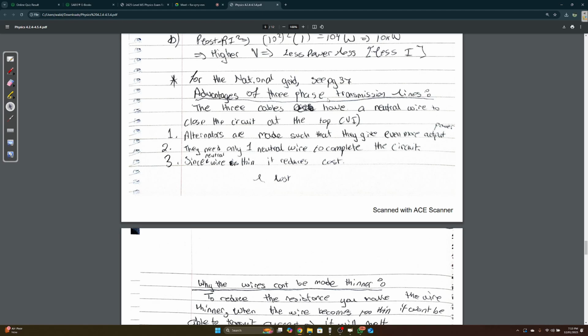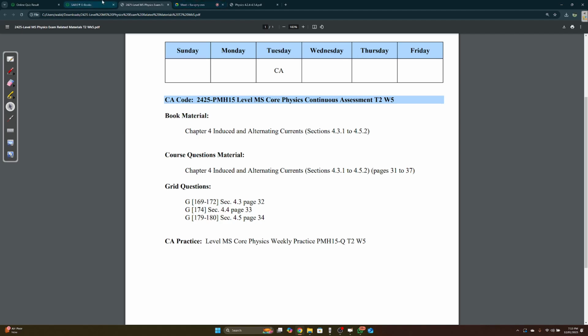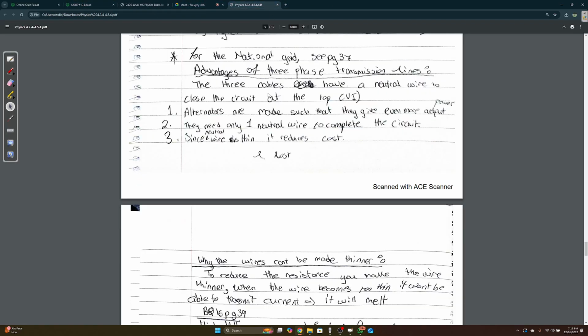Now here, advantages of three-phase transmission lines. Why do we use three-phase? Why do we use these three cables over here? The three cables have a neutral wire to close the circuit at the top, right? This is very important. You need to know this. What are the three advantages?